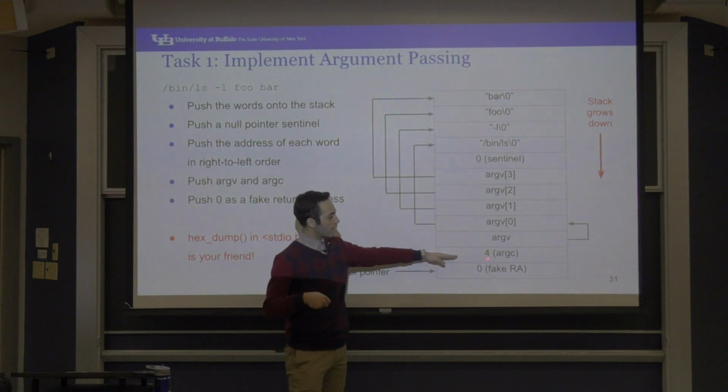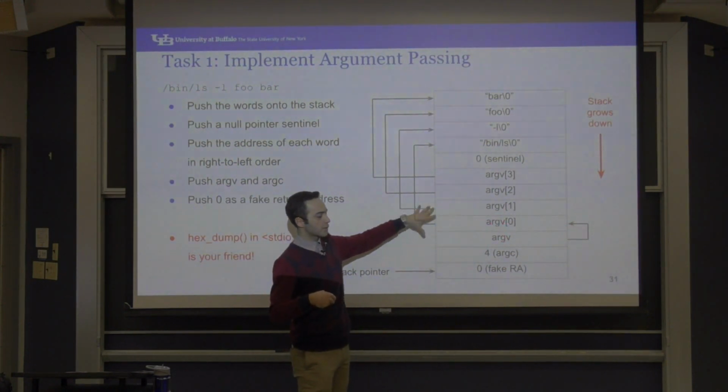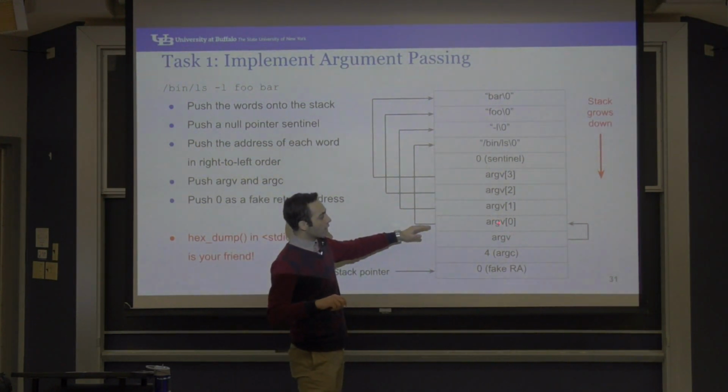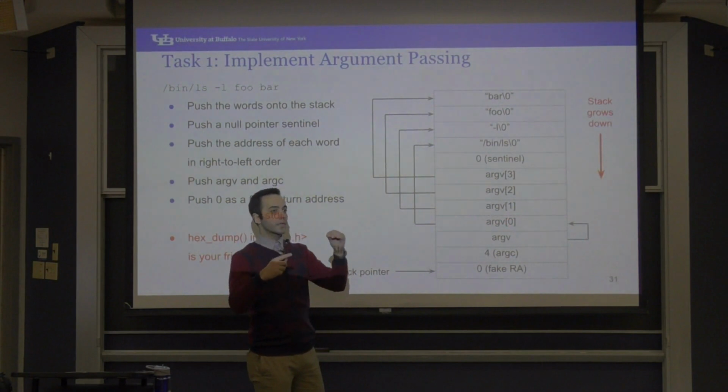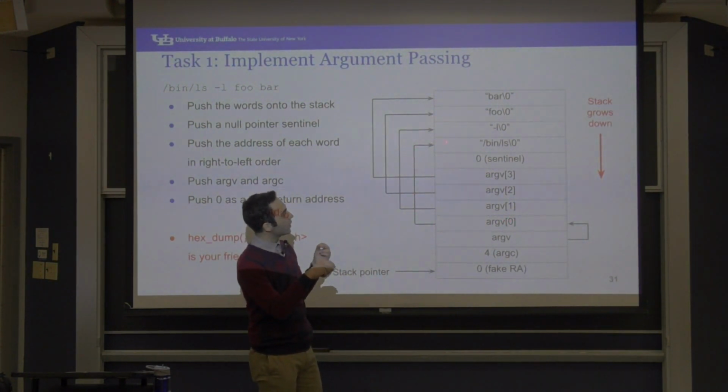So above the argc is a pointer argv, which is like a double pointer, like char star star, that points just to the pointer above it. I don't know exactly why it does this. It allows this argv to be somewhere else instead of on the stack, but don't worry about it. Then argv[0] is a pointer to the first argument. It's a pointer somewhere else, and then this is the rest of the stack.